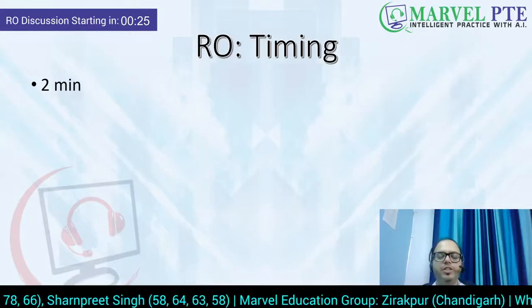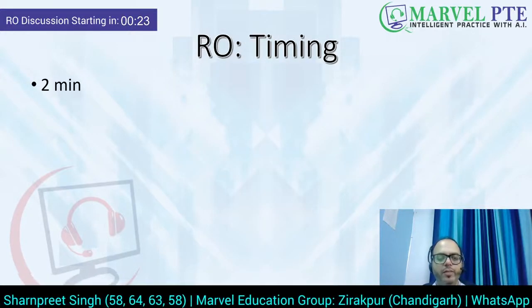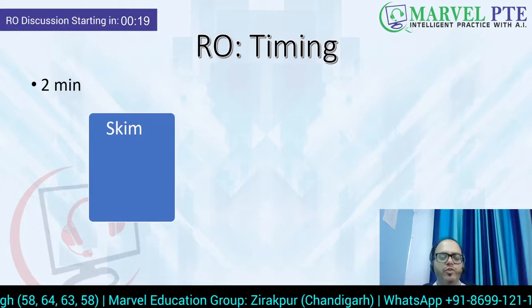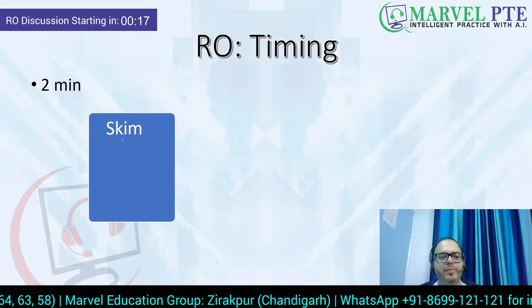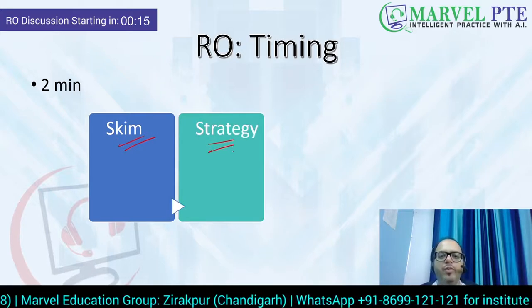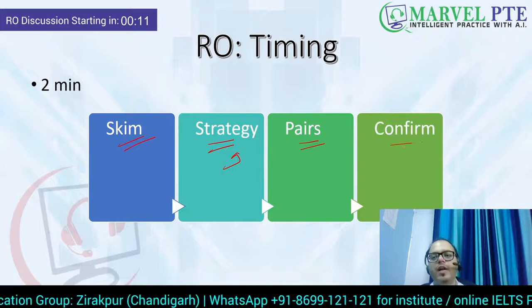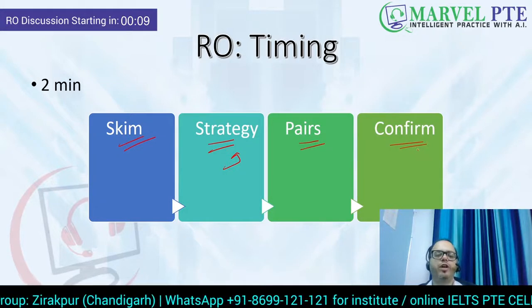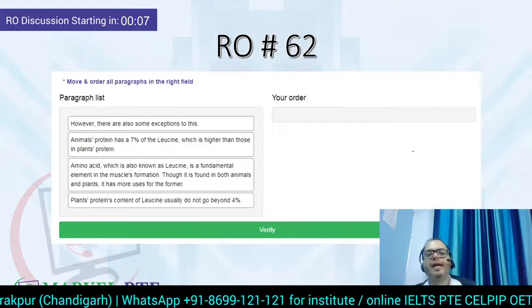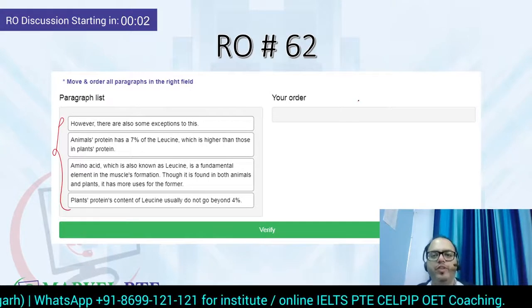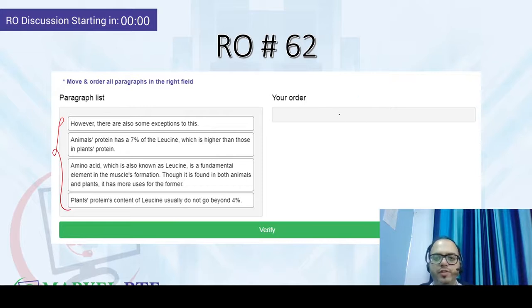And now how much time can you devote to one reorder paragraph? That answer is 2 minutes. In 2 minutes, you have to do the skimming for finding the independent line. You have to apply a strategy or hacks, and then you have to make pairs. And then you have to confirm whether the pairs you have made are correct or not. And this is today's reorder paragraph. And as usual, I'm going to give you 30 seconds to go through this.